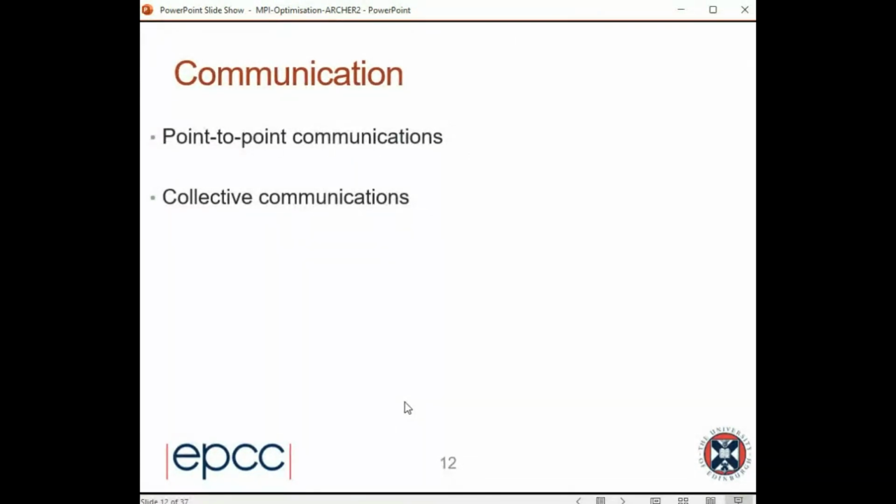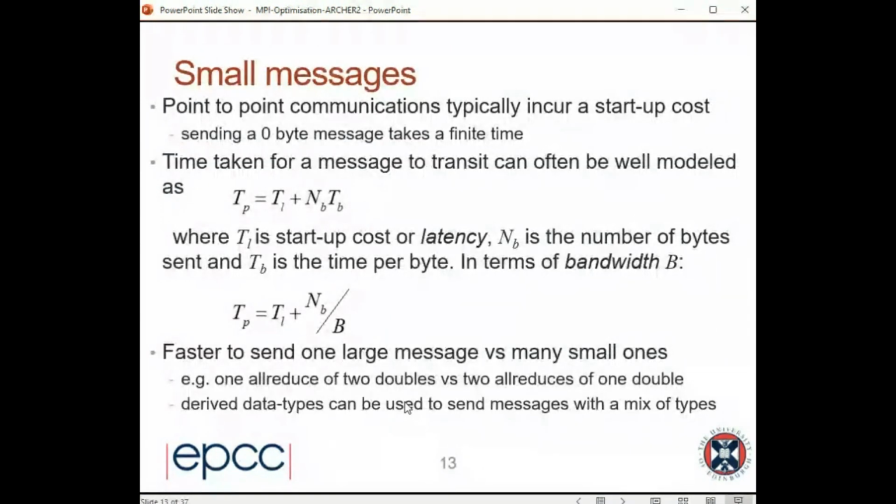But let's look at very simple communications. Let's look at point-to-point and collective. Where can the overheads arise in these calls? So we've talked about this. We measured it. Small point-to-point communications typically incur a startup cost. Even sending 0 bytes takes a finite time.